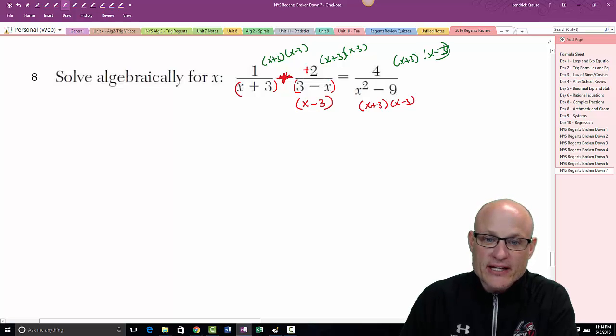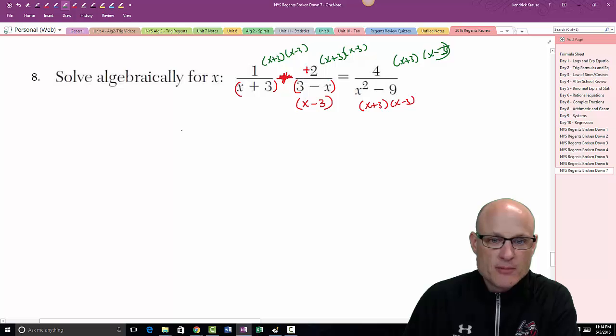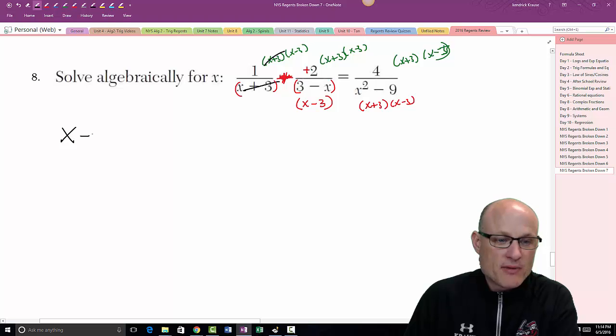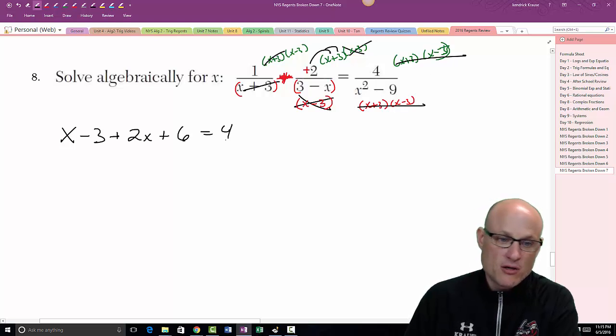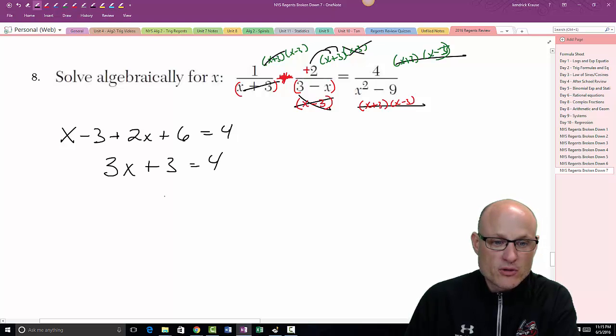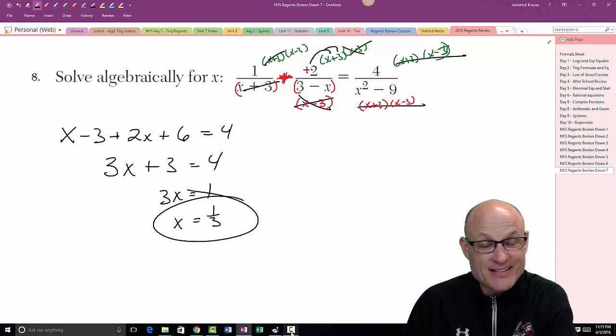Now, if you didn't move this negative and you didn't do this flipping around, this problem is all but impossible. But now that we've done it, it's pretty easy, actually. The x plus 3's cancel. I'm left with x minus 3. Here, the x minus 3 cancels with the x minus 3. Now, distribute. Plus 2x plus 6 equals, this all cancels with this, 4. Oh, okay. So that gives me 3x plus 3 equals 4, 3x equals 1, or x equals 1/3. Now you're going to have to take my word for it. It works, and it's done. But that's a difficult question.